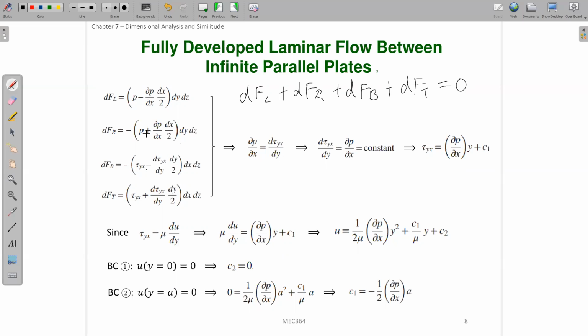The p and p will be cancelled when you add them together. The tau yx will be cancelled. And then for all the terms, you have dx times dy dz, so you can cancel this dx dy dz on both sides. So what's left? This is the only thing left. It shows you that the pressure gradient in the x direction is just equal to the tau yx gradient in the y direction.